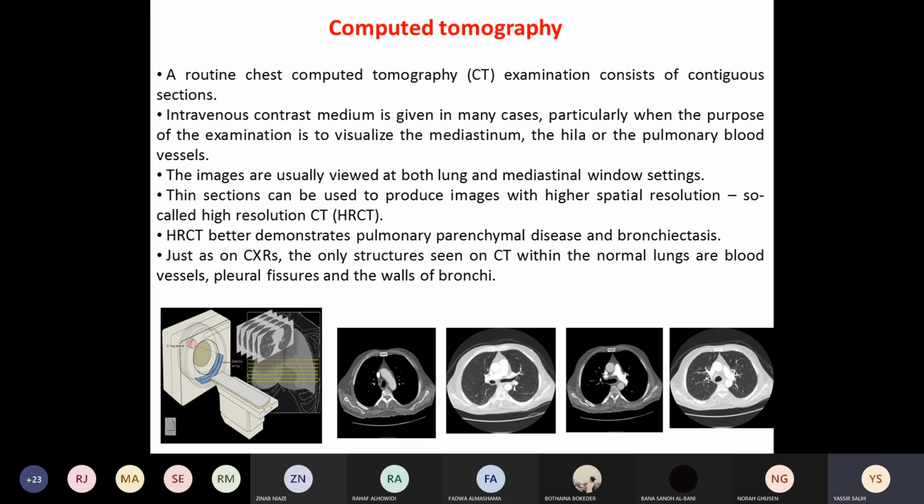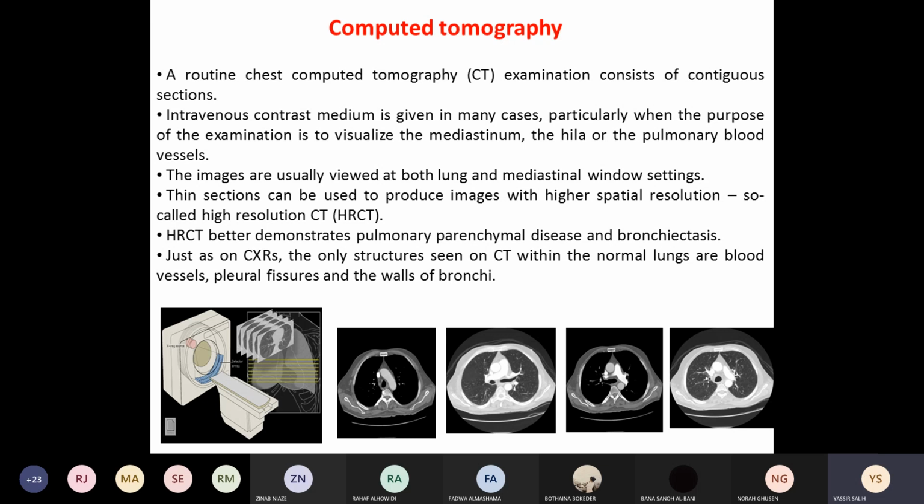But CT can be done without contrast. ممكن نعمل CT without contrast يعني ما بنعطي البيشنت contrast. دي بنسميها non enhanced CT or CT without contrast. So there are two techniques, CT with contrast and CT without contrast.